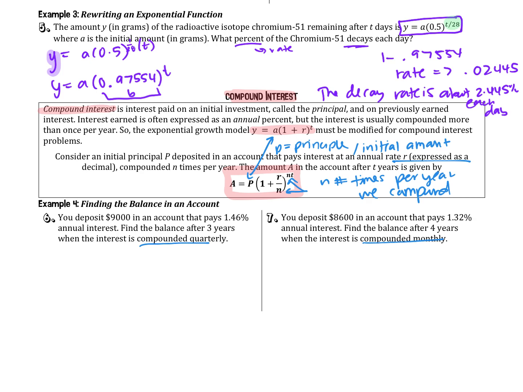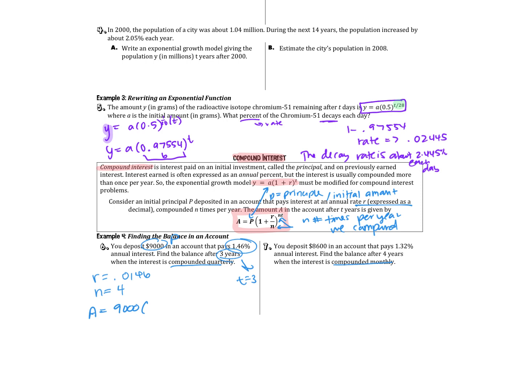So you deposit $9,000, that's the initial amount P, in an account that pays 1.46%, so 0.0146 is our rate, annual interest. Find the balance after 3 years, so we're eventually going to find the balance when T is 3. If the interest is compounded quarterly, how many quarters are there in a year? There are 4. So let's go ahead and write this as a model. A equals our initial amount, 9,000, times 1 plus 0.0146 over 4 to the power of 4t.